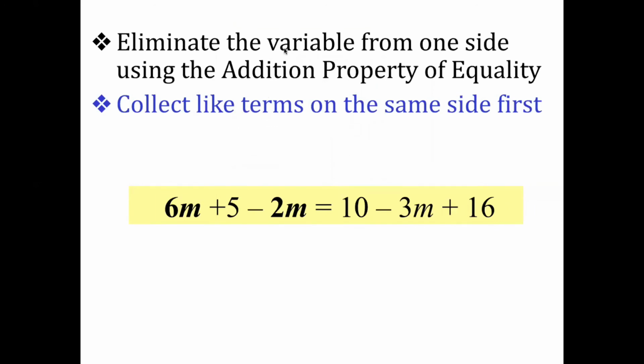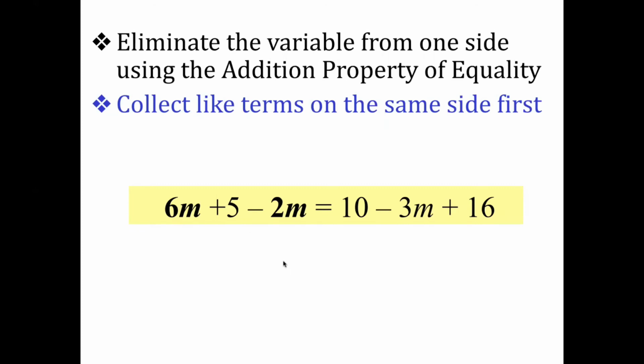Okay, now we're going to look at a similar process that we did in lesson 1.2, which is collecting like terms with equations with variables on both sides. So you're going to eliminate the variable from one side using the addition property of equality, as we've done on the previous slides, except now you have an additional step by collecting like terms on the same side first. So you have 6m plus 5 minus 2m equals 10 minus 3m plus 16.